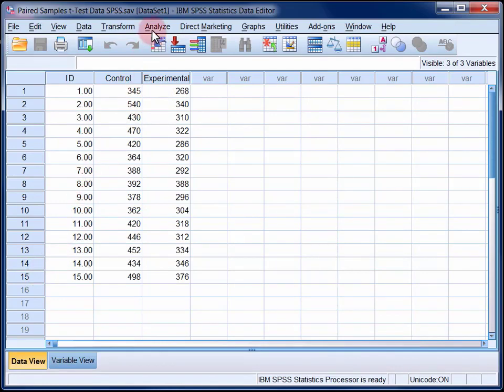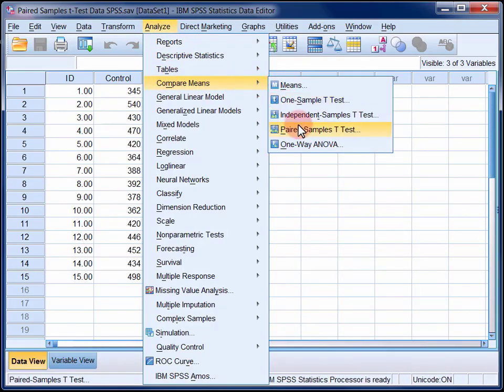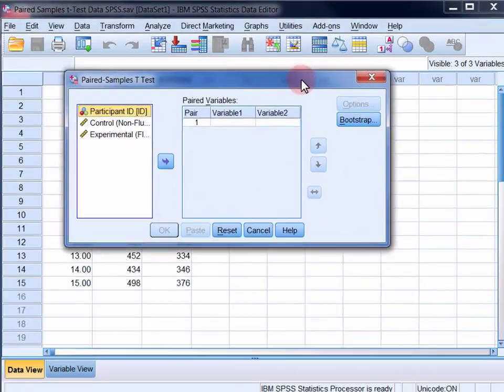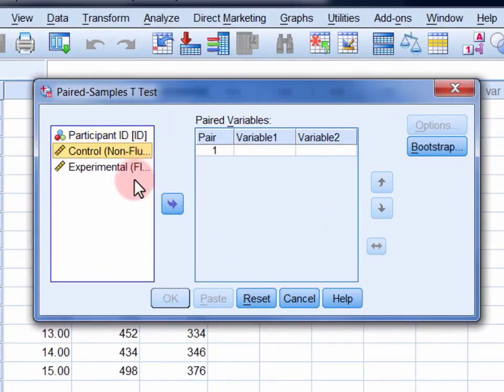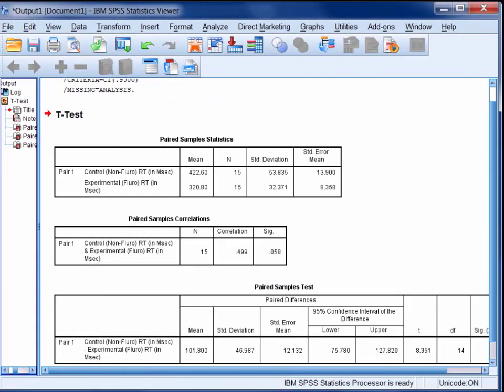So in the Analyze menu, select Compare Means, and then Paired-Samples t-test. Select both levels of the independent variable and move them into the Paired Variables field, and click OK. And your output will appear in the SPSS Statistics viewer.